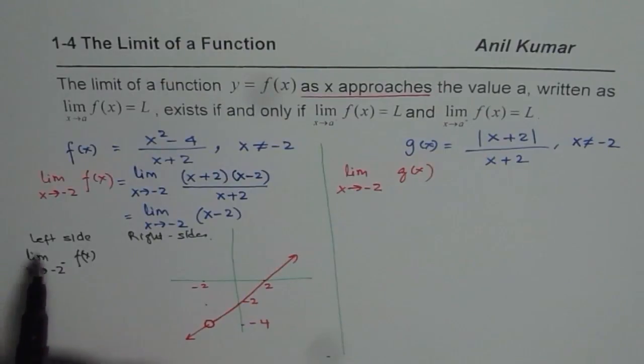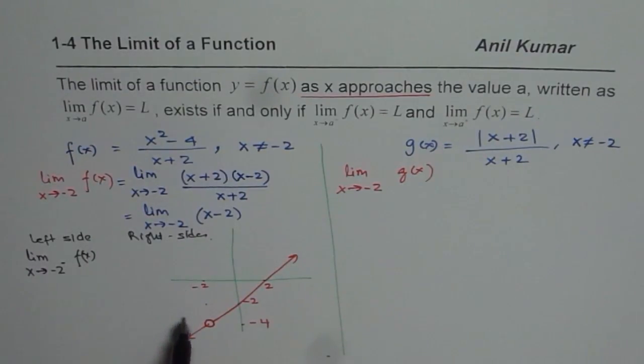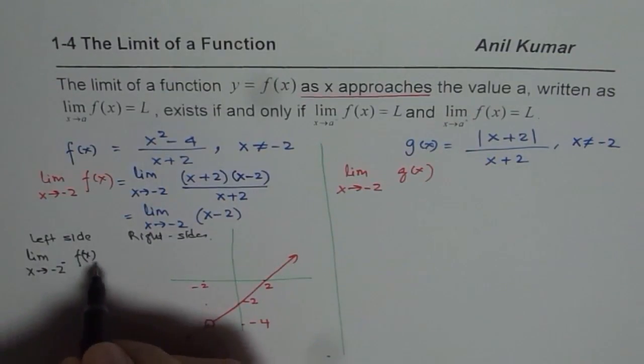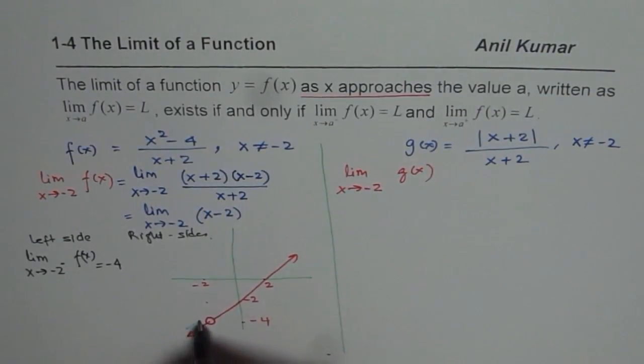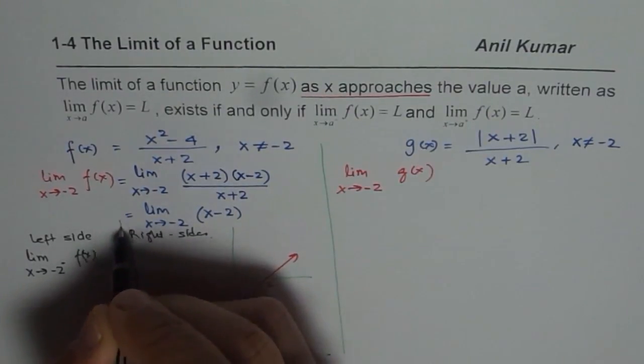So when I ask what is the limit of function f of x when x is approaching from the left side of minus 2, if I am here, the value is somewhere there, correct? As I approach closer and closer, I am approaching a value of minus 4. So this value for me is minus 4. You can clearly see, right? So as I am approaching from here, I am approaching value minus 4, correct? So that is the value I am approaching.